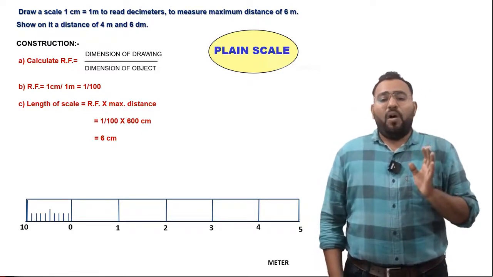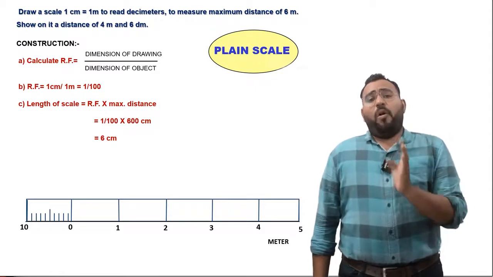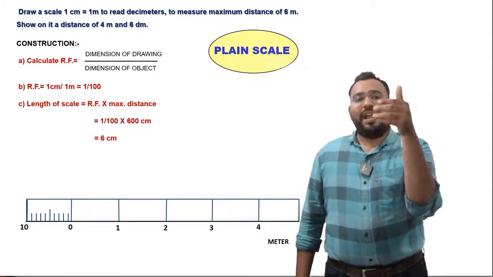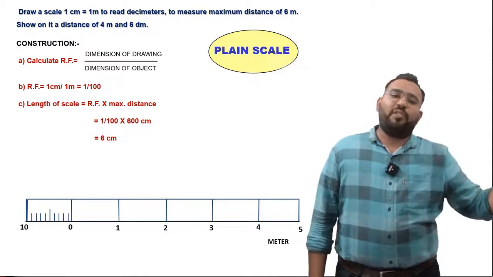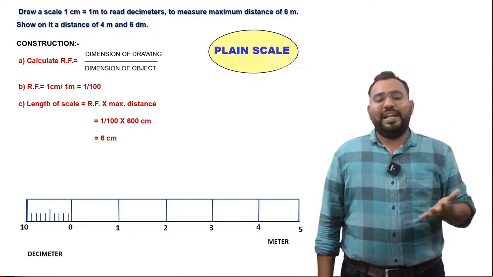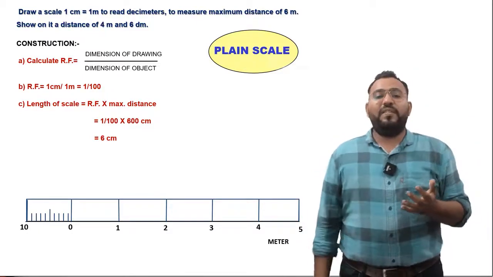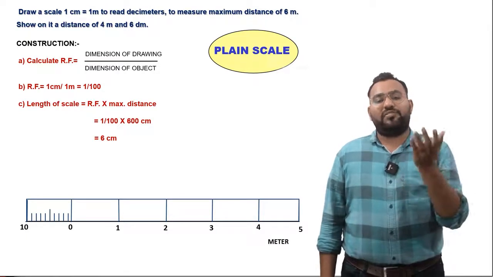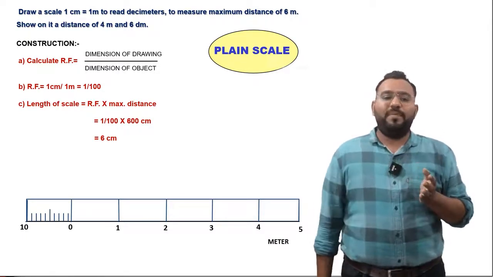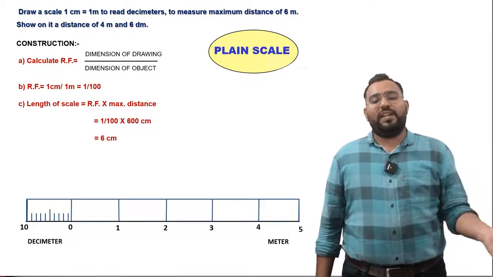Okay. Now on the extreme right side of this figure we will write the main unit. So we know the main unit is meter, and on the extreme left portion we will write the subunit, so it will be decimeter. So on the right side we will write meter. See on the screen, on the extreme right side we will write meter, and on the extreme left side we will write decimeter.